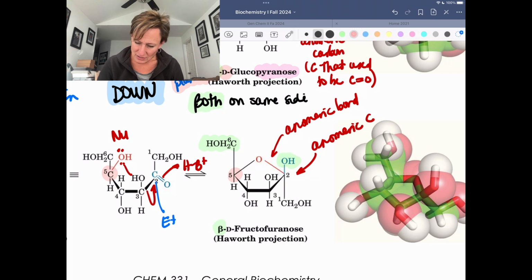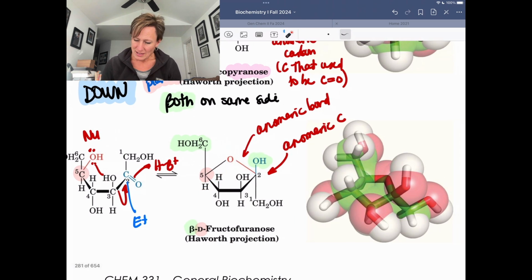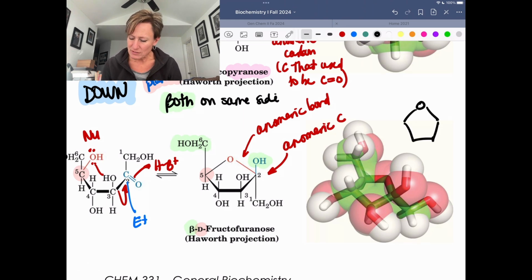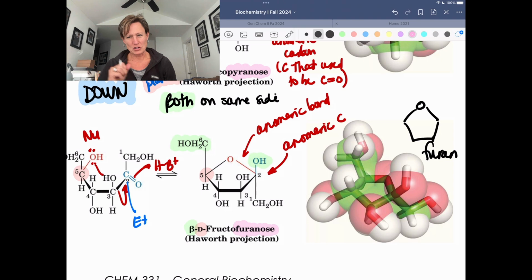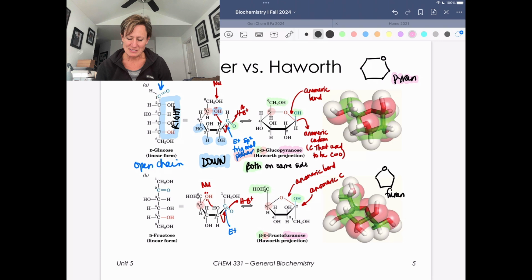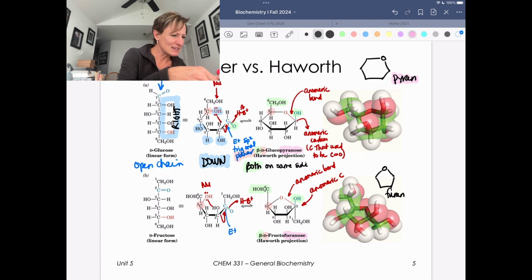That D configuration is dictated by the stereochemistry at that carbon atom. If we look at the organic molecule that only has 5 atoms in its ring, that's called furan. So furan is why this is called a furanose sugar. So it's beta D fructofuranose. Lots of little pieces of nomenclature that we're going to see here with sugars.